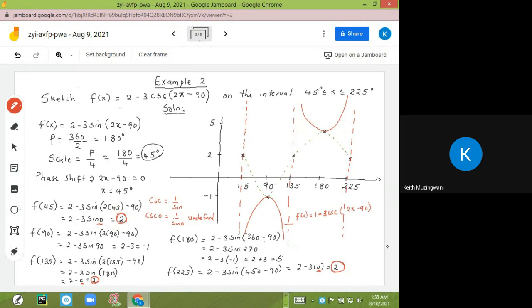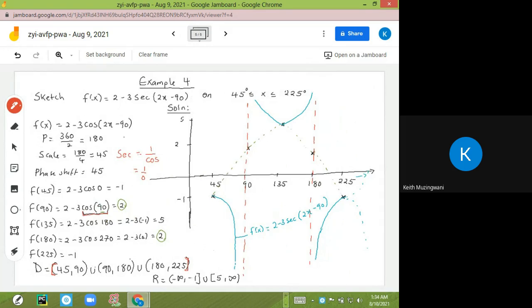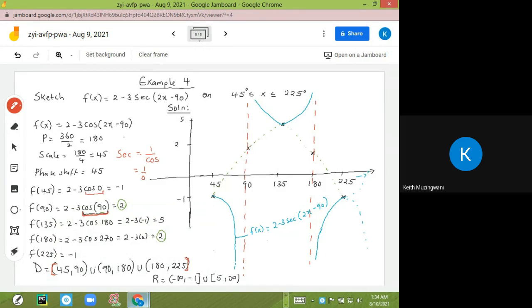When we said sine 0 is 0. But cos 0 is not 0. Cos 0 is 1, so I have no issue with this piece here. The issue will be cos 90, which is 0. But sine 90 is 1, so I have no issue with 90. I don't know if you get that.